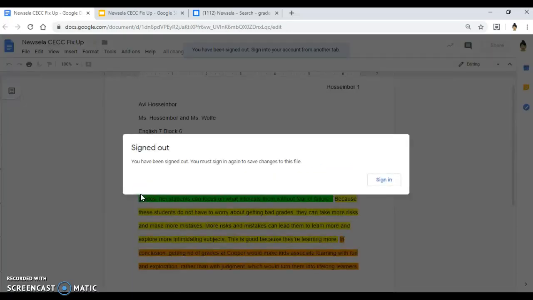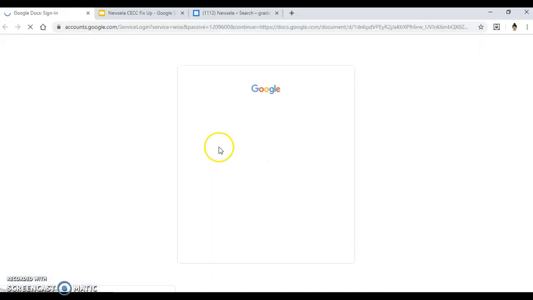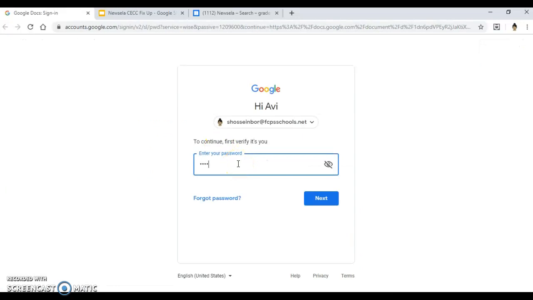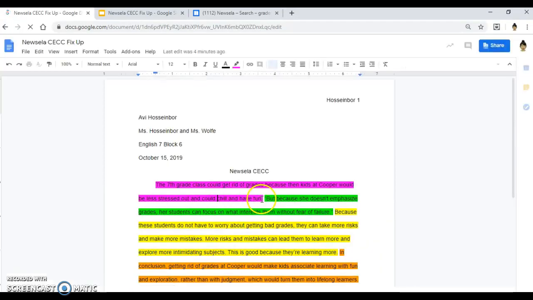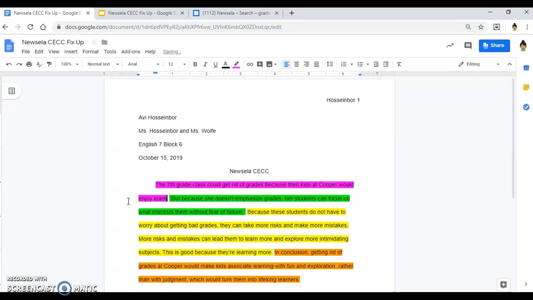But is that explaining how, no, hold on a sec. Is that explaining how getting rid of grades would help kids grow? No. So we need to change this to something that would help explain how it would help kids grow. So we could say, because then kids at Cooper would enjoy learning more. Okay, say that. So here I'm saying what the 7th grade class could do, get rid of grades, and how it would help kids grow. It would make them enjoy learning more, okay?